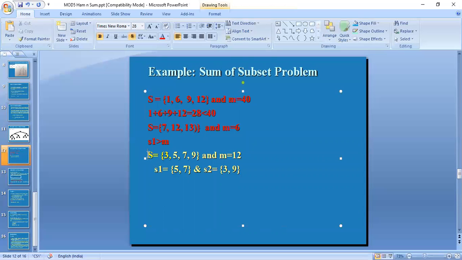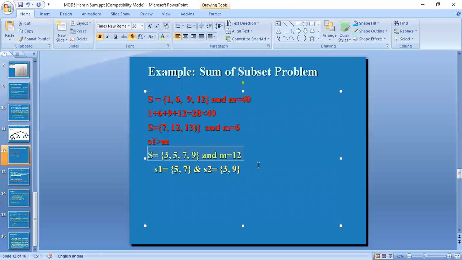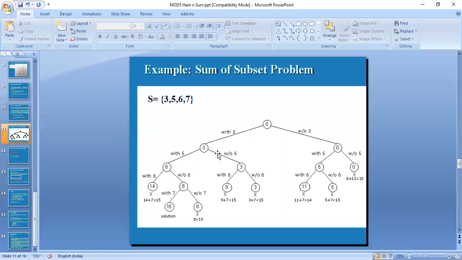If you take the set S equal to 3, 5, 7 and M equal to 12, you can just find out whether you will be getting a solution by drawing the state space tree, not manually. The other set is 3, 5, 7, 9 and M equal to 10. So try to identify the subset solutions by generating the entire state space tree, which will always consist of 2 children.